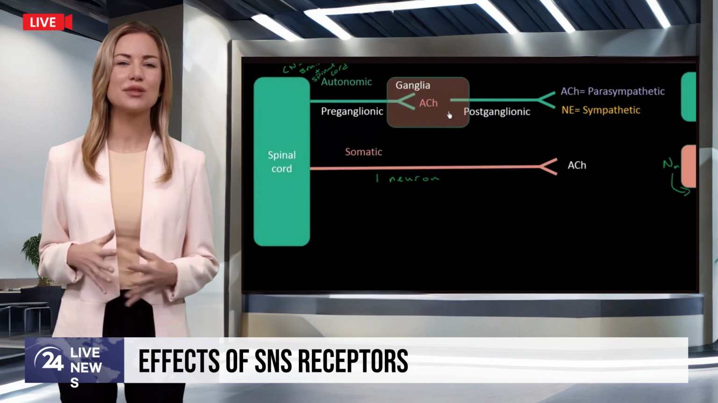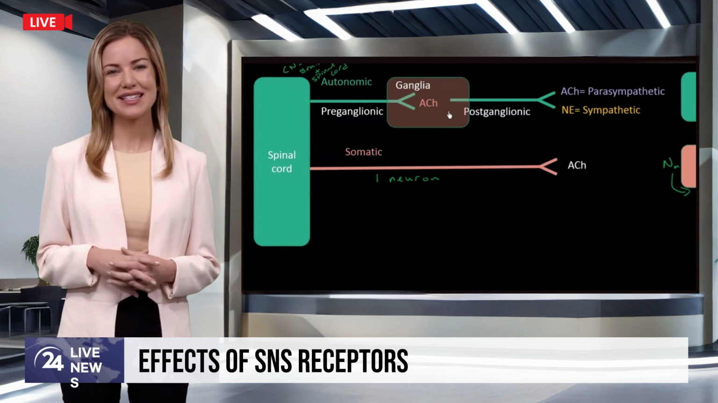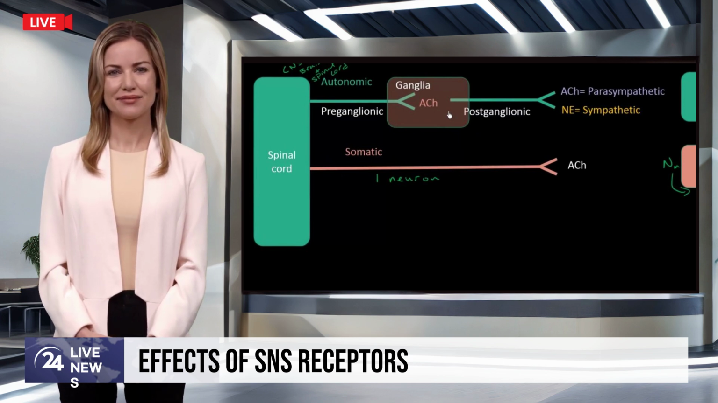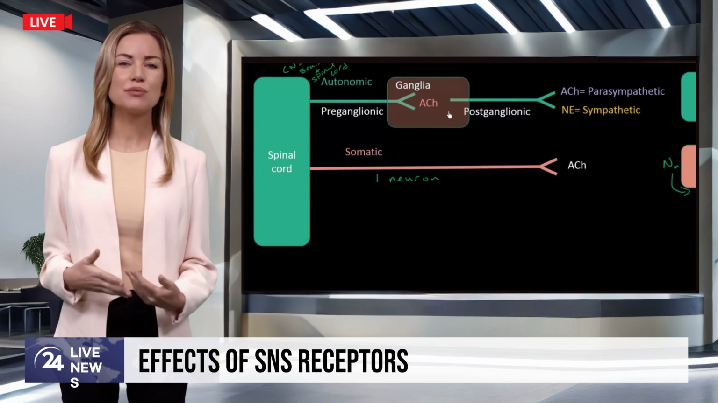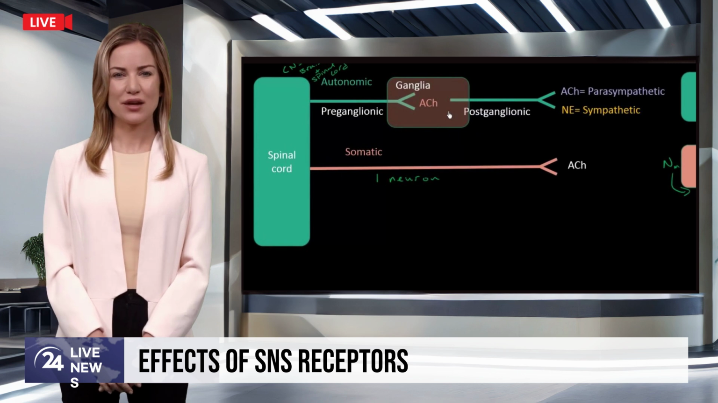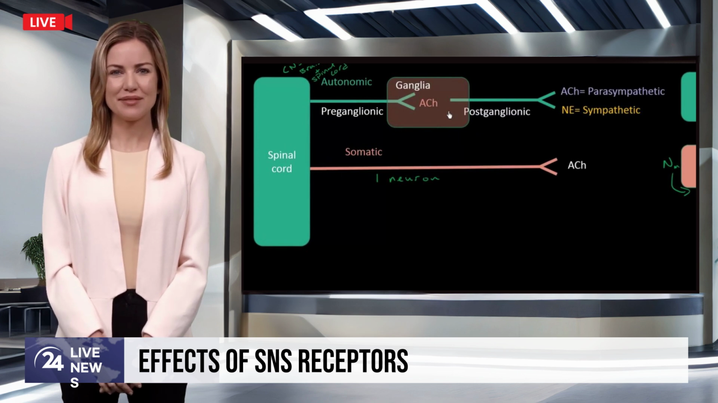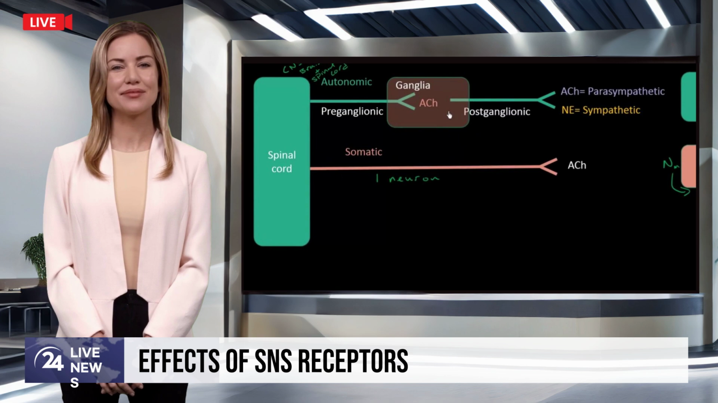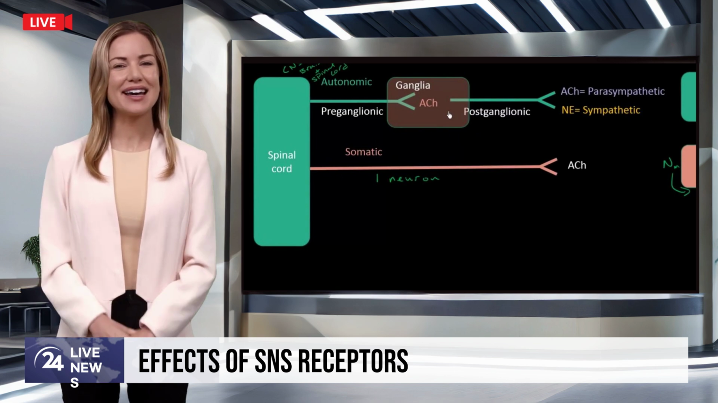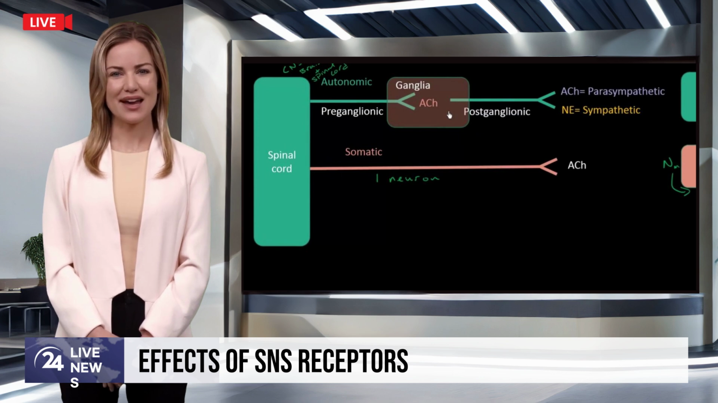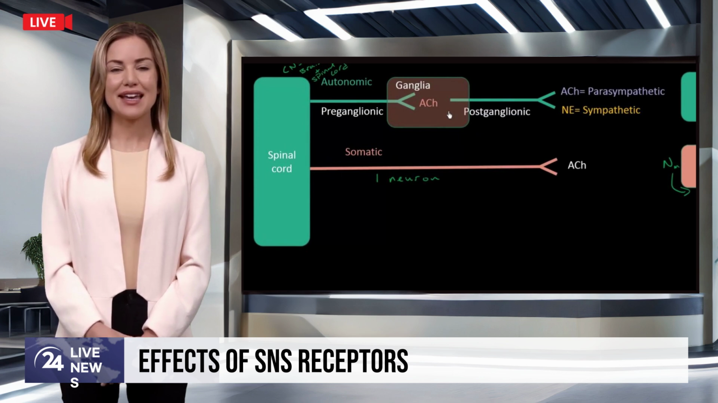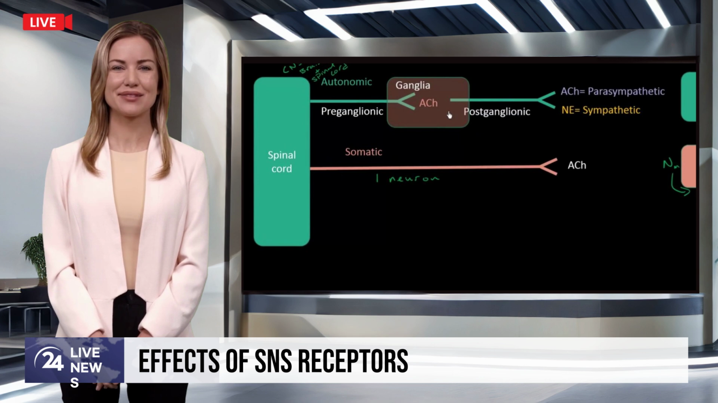Beta-1 receptors are predominantly in the heart, increasing heart rate and contractility. Beta-2 receptors are found in smooth muscles of the lungs, causing bronchodilation, and in the blood vessels, causing vasodilation. Drugs affecting the SNS, agonist: epinephrine activates alpha and beta receptors, used in anaphylaxis and cardiac arrest.